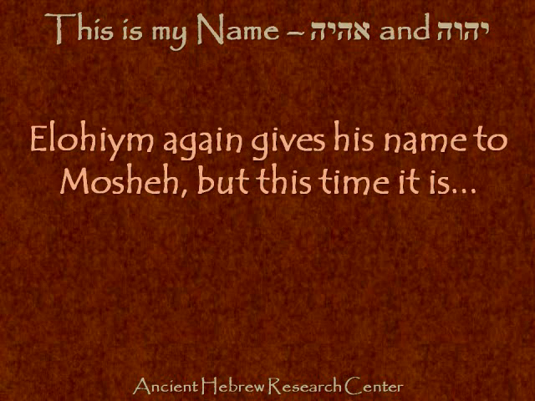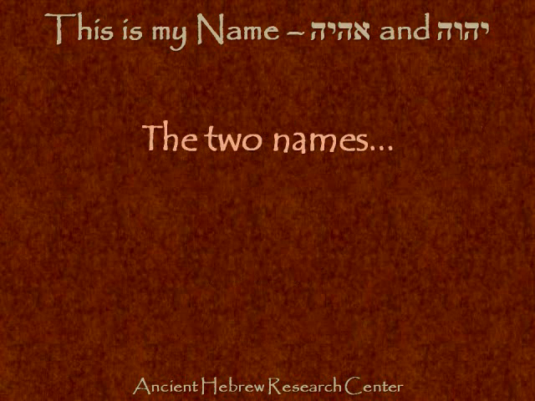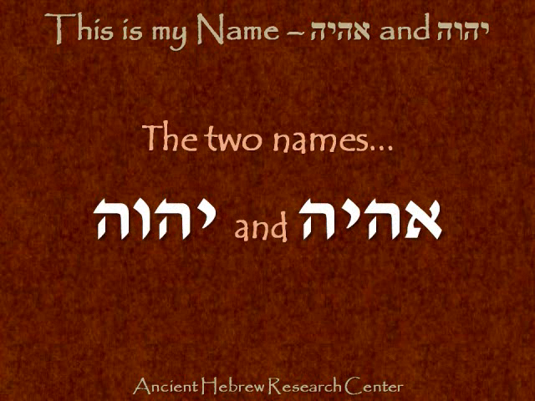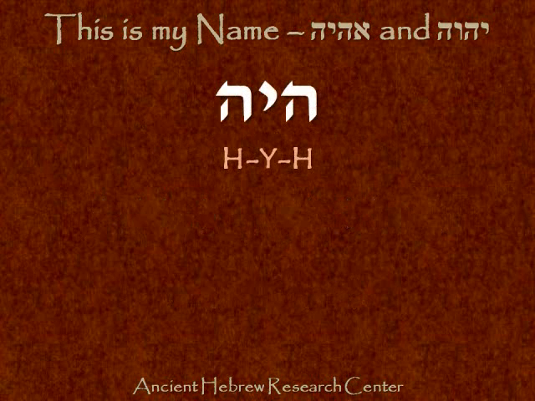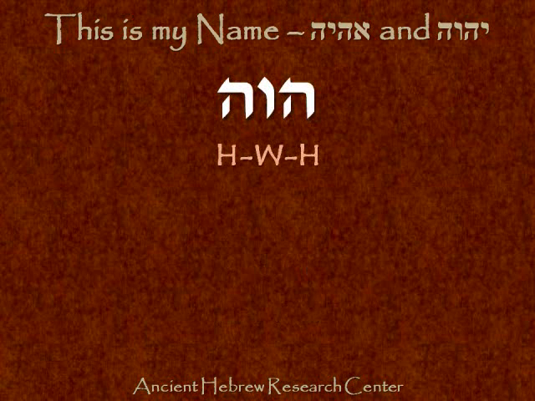Elohiym again gives his name to Moshe, but this time it is Yahweh. The two names, Yahweh and Ehyeh, are related. Here's the verb ehyeh, which we discussed earlier, and here's the Hebrew verb YHWH. Let's take a look at this verb YHWH. It is virtually identical in meaning and use as the verb ehyeh.